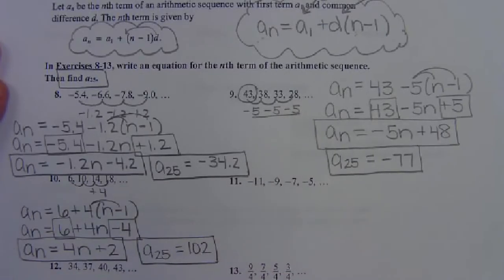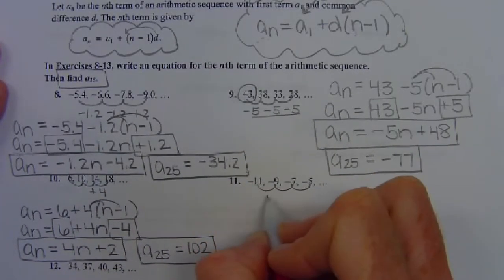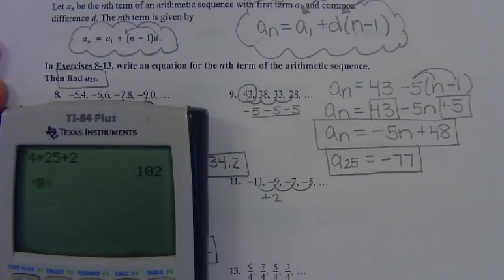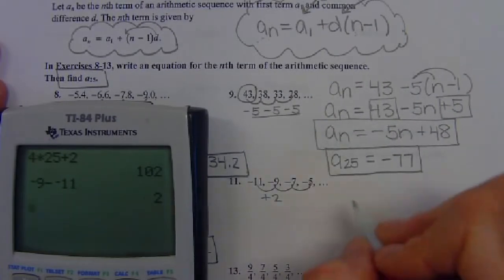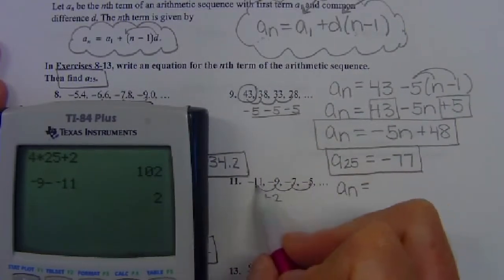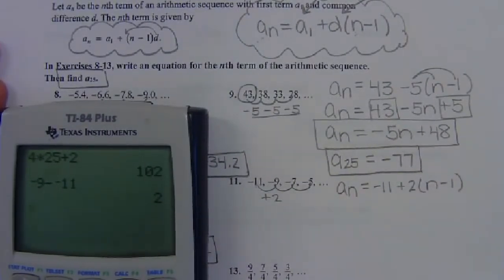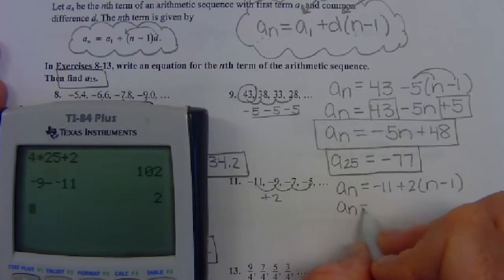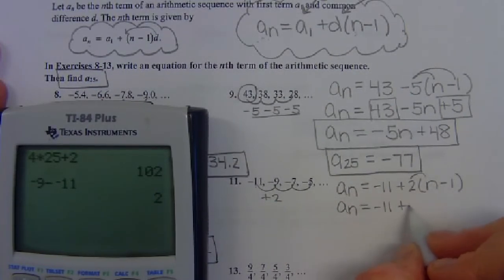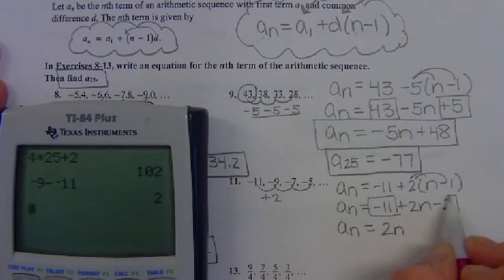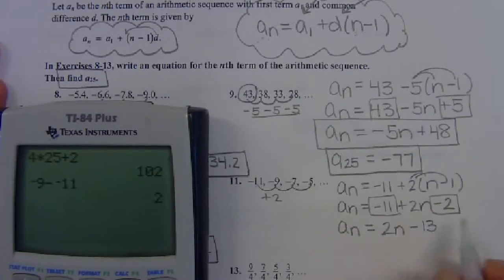Let's try another example. In this case, you can see that you are adding 2. Remember, if you cannot find that difference, you go negative 9 minus a negative 11, and you get 2. So now, a sub n equals, my first term is negative 11, my difference is 2, and I still have that n minus 1. So I keep the negative 11, I distribute the 2, I keep my 2n, and then I combine my like terms. Negative 11 minus 2 is negative 13.